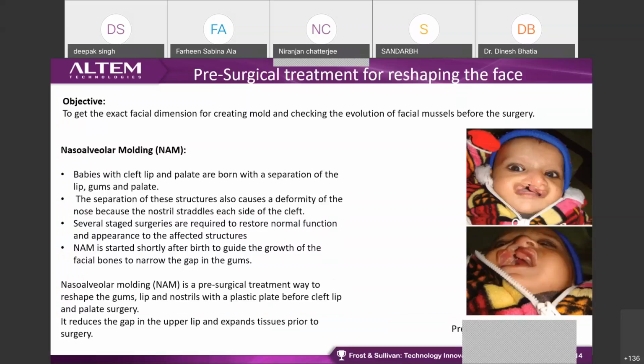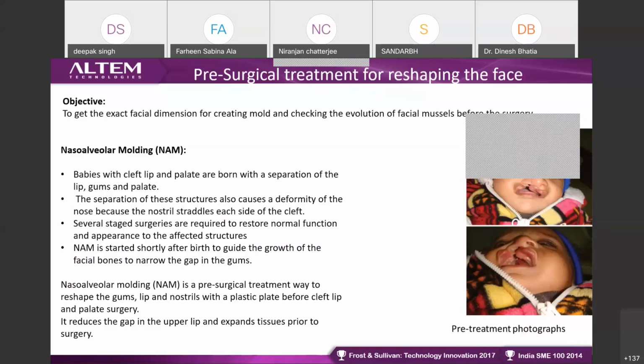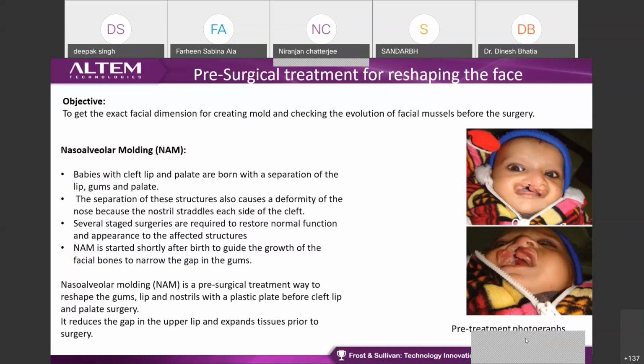Let me just quickly walk through a few of the applications we address with 3D scanning. This was one of the applications where we use 3D scanning and 3D printing for medical application. This was for Maulana Azad Dental College, one of the colleges in Delhi.